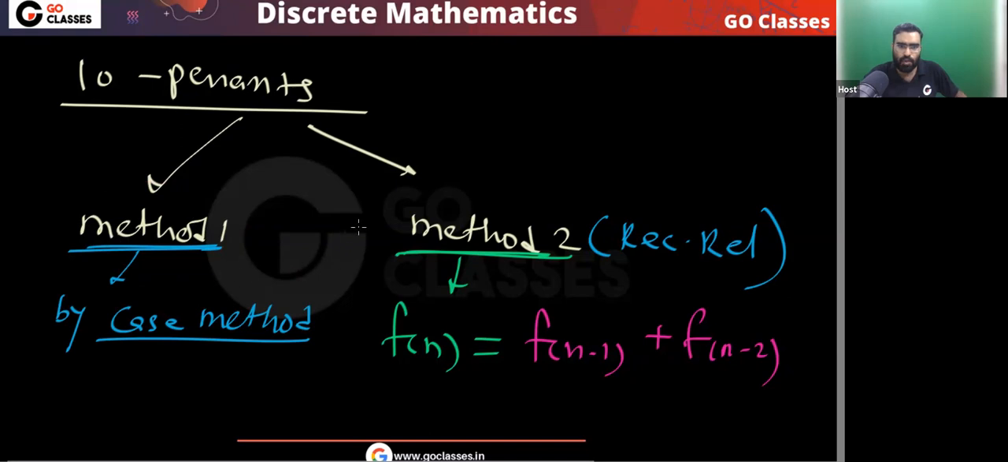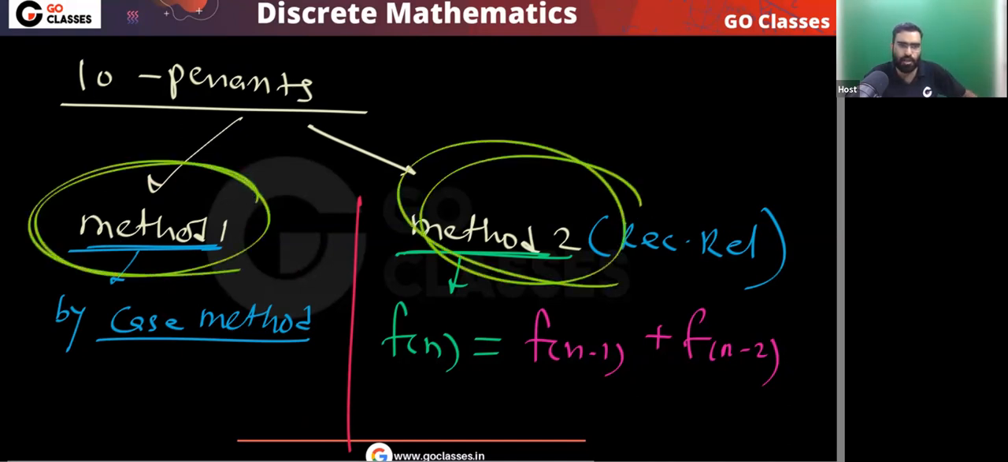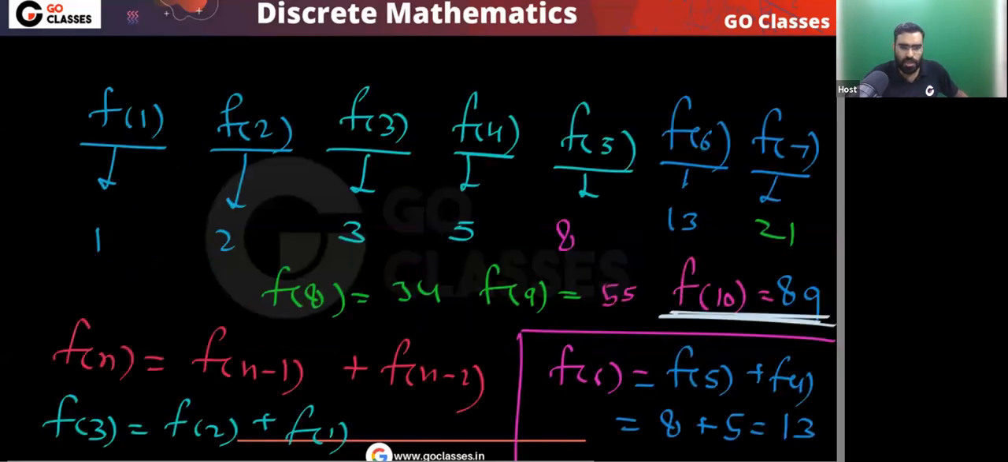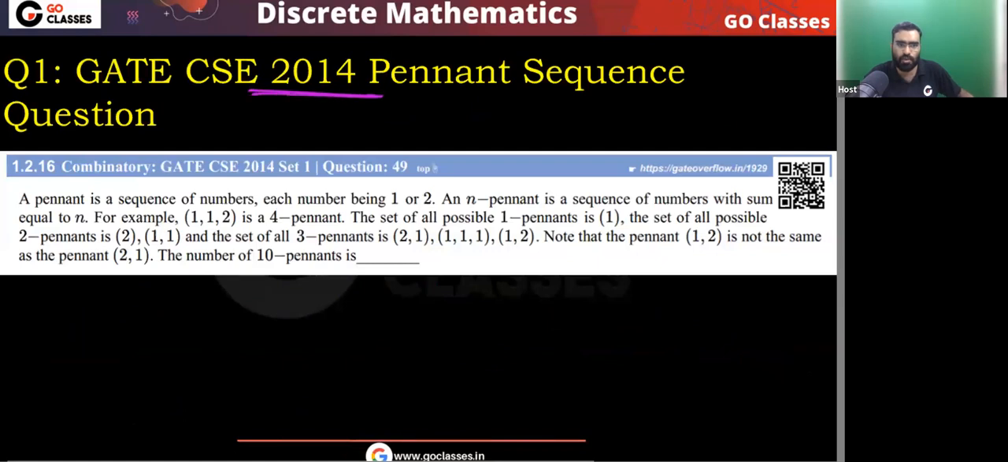So two methods we have seen to solve this question. Tell me, did you understand both of them? This method also, this method also. Second point, which method did you like more? You can tell me. Anyway, this is your question. This is your GATE 2014 question.